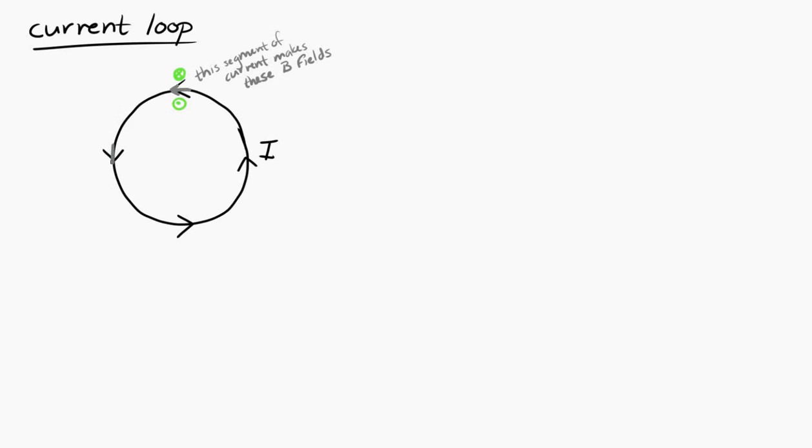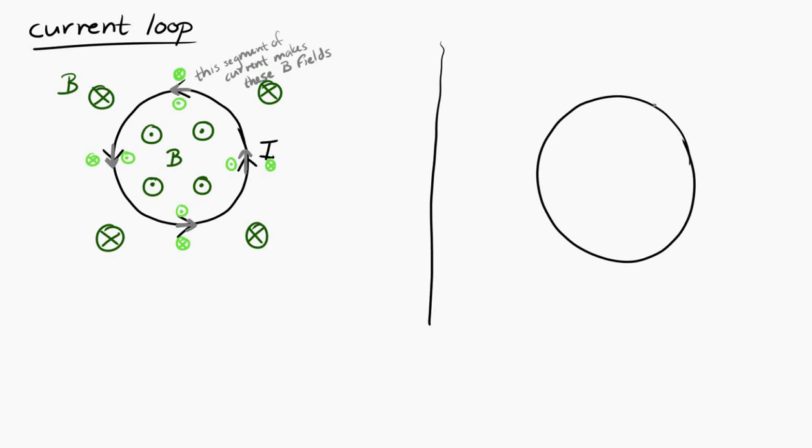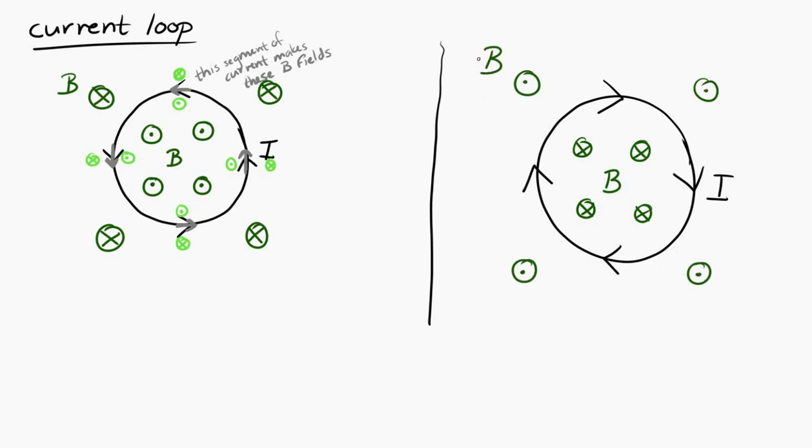And if we do that for all the little segments of wire all around the circumference of this loop, we would get that inside the loop, the magnetic field is coming out of the page, and everywhere outside of the loop, the magnetic field is going into the page. Now, if we had a loop of wire where the current was going in the opposite direction, we'd have the opposite magnetic field. Inside the loop, the magnetic field would be into the page. Outside the loop, the magnetic field would be out of the page.